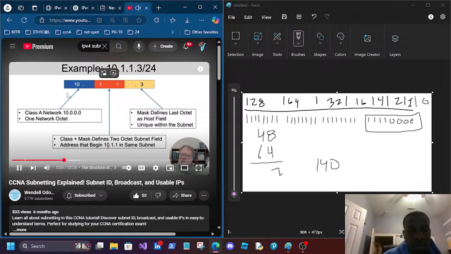All addresses in that subnet begin with 10.1.1, and then the last octet is the host. Class A network because it's 10. Start with a 10. Private. I mean it's private. Subnets in the middle. Class plus mask defines two octets.